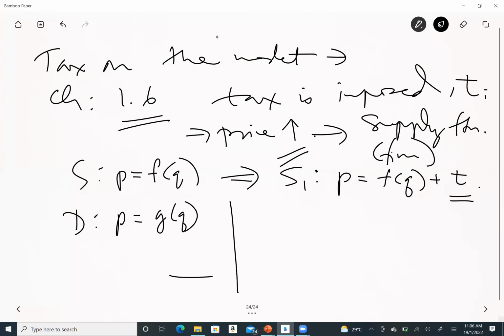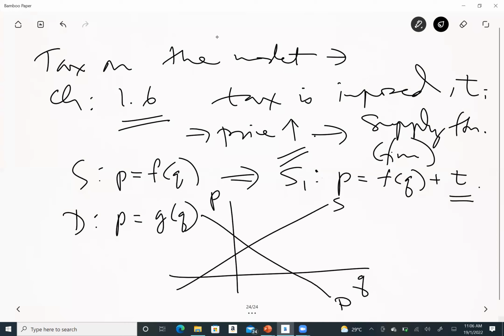If you look at the graph, with Q and P axes, make sure the function is P in terms of Q so that you can do this. You have the supply function here and the demand function going like that. By imposing the tax, the supply function will shift upward because the price is higher. That is S1. On page 108 they have a discussion. The most important part is to incorporate the tax into the supply function, and then you solve it as usual.